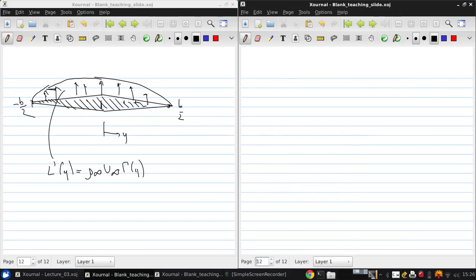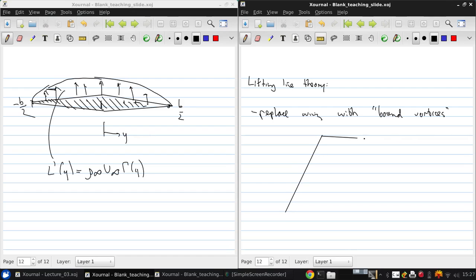Now, there's an analytical method to get the effects of the three-dimensional effects on lift, which is called lifting line theory. And this is very useful for preliminary design. We'll use it extensively in this course. Here, we replace the wing with bound vortices. So these are vortices which move along with the wing. Basically, here's the wing. There's going to be a trailing vortex behind each one. Trail off to infinity.